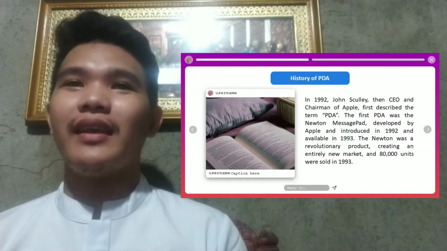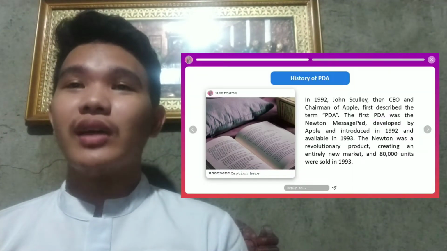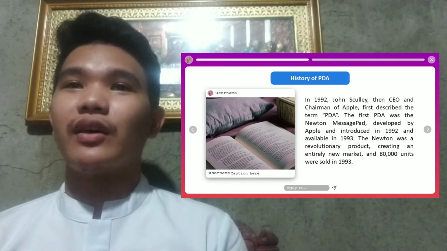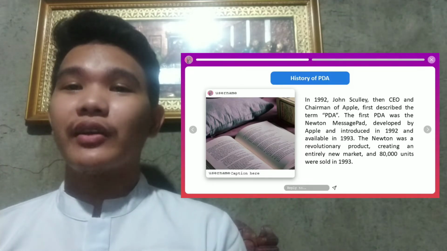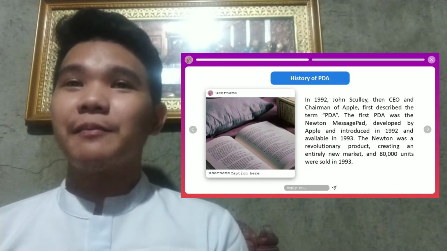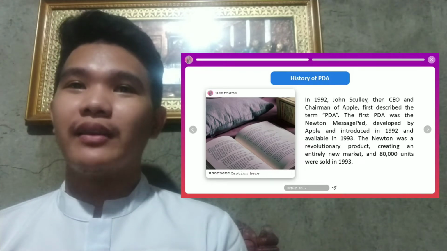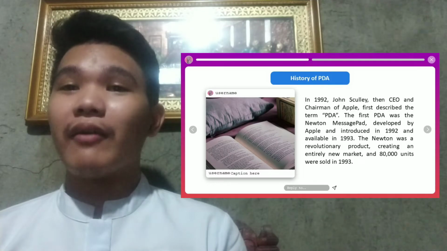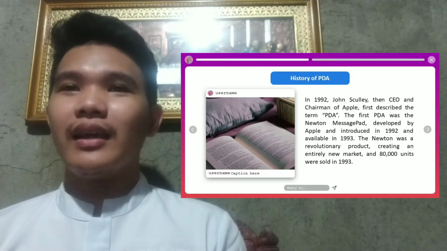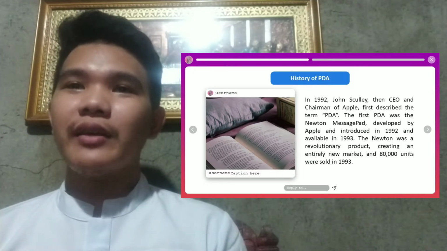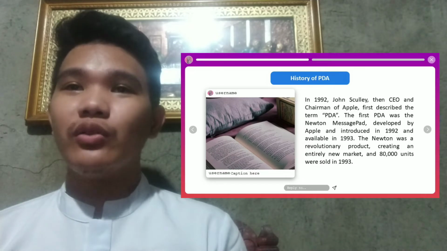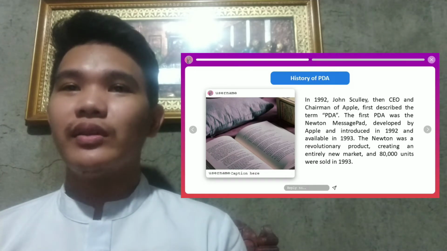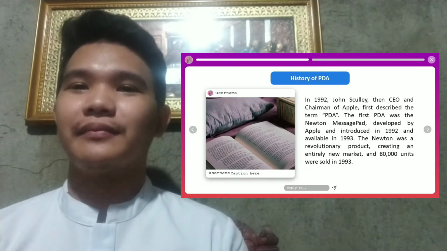History of PDA. In 1992, John Sculley, the CEO and chairman of Apple, first described the term PDA. The first PDA was Newton MessagePad, developed by Apple and introduced in 1992 and became available in 1993. The Newton was a revolutionary product creating an entirely new market, and 80,000 units were sold in 1993.